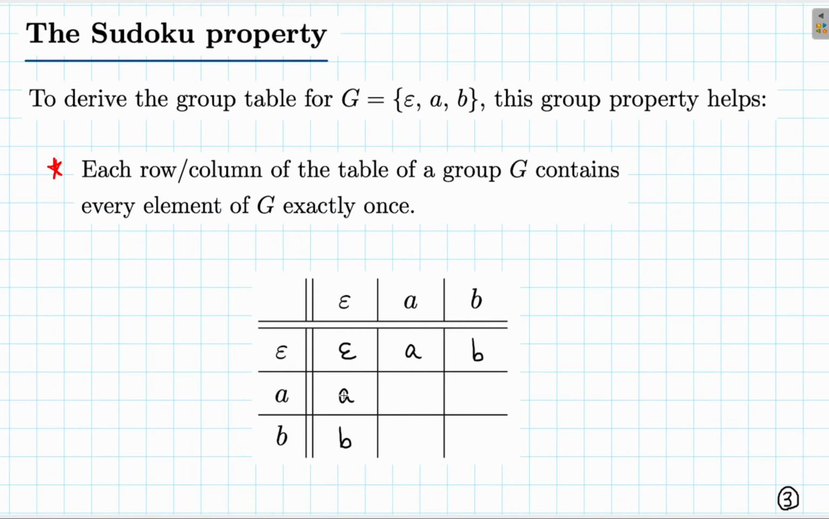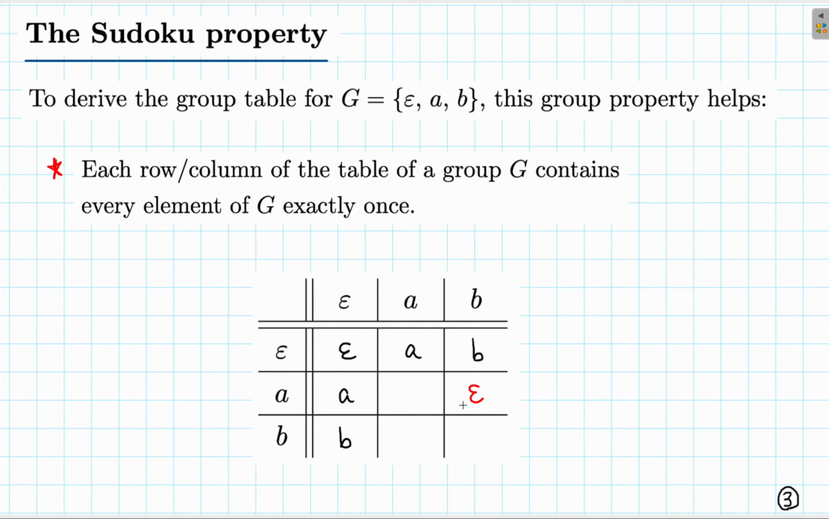Well, A already showed up in this row, so this can't possibly be A. And likewise, the Sudoku property says this column contains every element of the group exactly once. Well, B already showed up here, so this can't be B. And therefore, by the process of elimination, we have to have epsilon there. And then we filled in the rest of the table in a similar fashion.